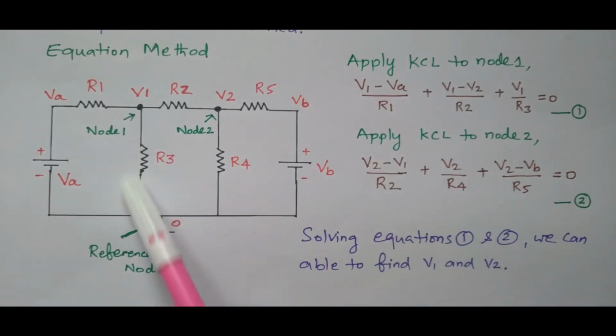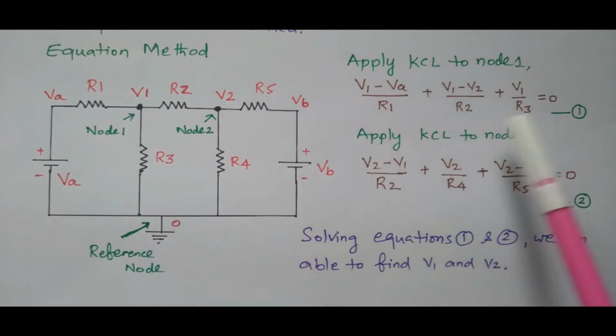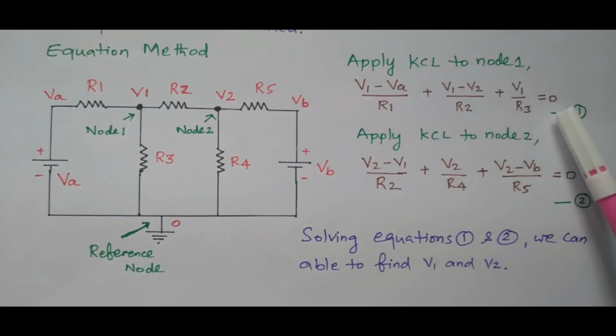Then there is one more resistor available, R3. R3 is connected between V1 and reference. Normally the reference voltage is 0, so only V1 is available. So V1 divided by R3 is the current flowing through the resistor R3. The sum of these is equal to 0.